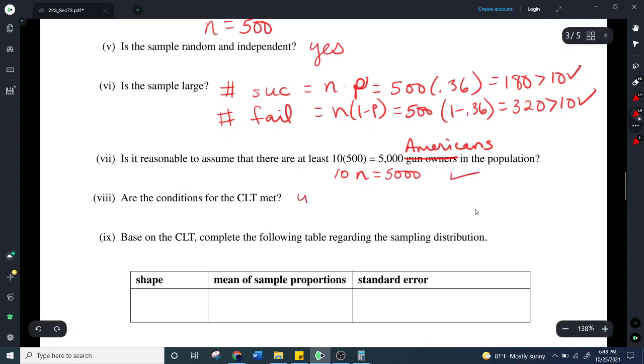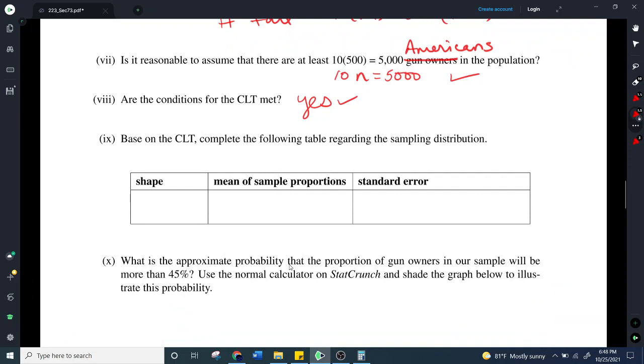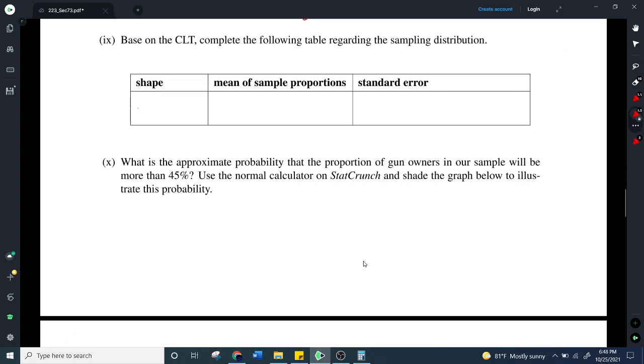So are the conditions for the central limit theorem met? Absolutely. All right, so based on the central limit theorem, complete the following table regarding your sampling distribution. Since we know the central limit theorem applies here, we are looking at a normal distribution. The mean, we use the symbol mu for mean, and I'm using a little subscript p hat to say that I'm talking about the mean of the sampling distribution.